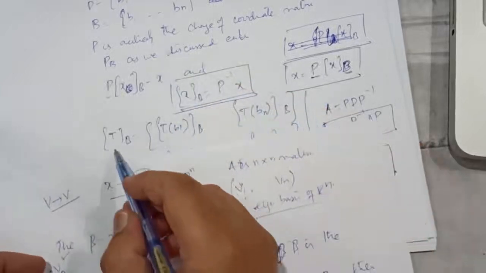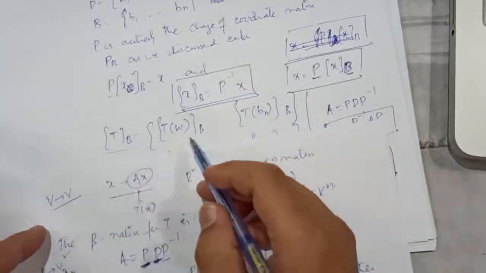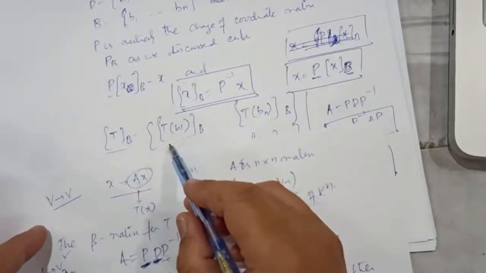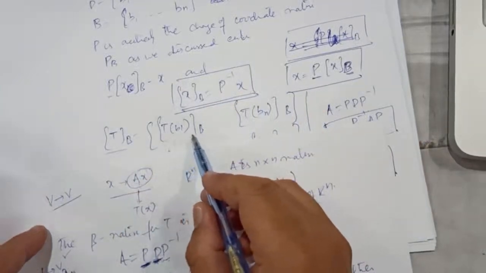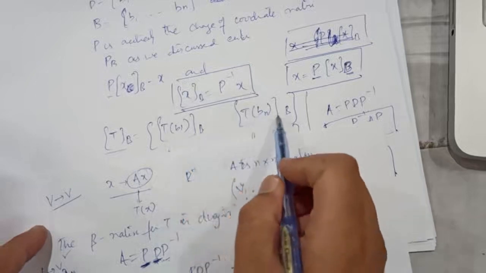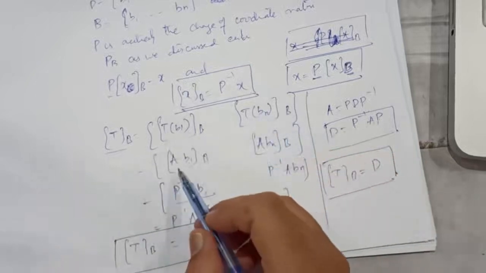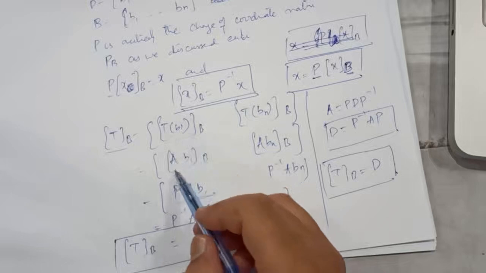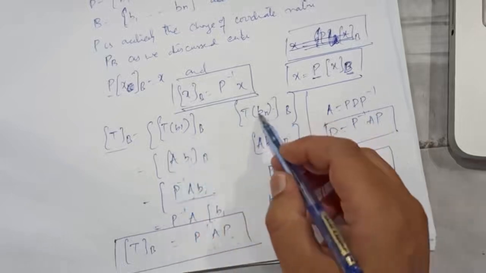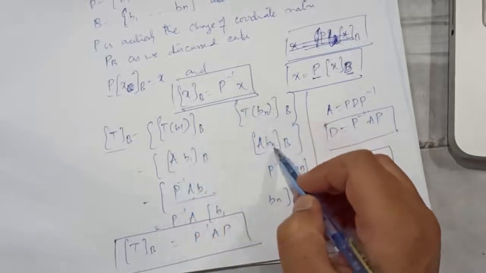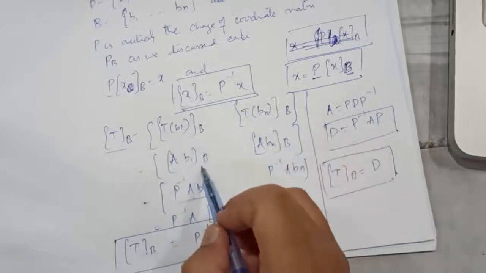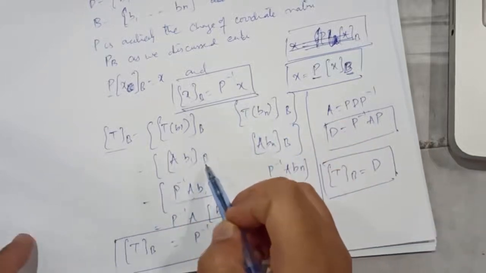So if T of B, as we already know from our general discussion earlier, can be represented as T of B1 in terms of B, up to T of Bn in terms of B, then T of B1 is nothing but A multiplied by B1, and T of Bn is nothing but A multiplied by Bn. Now this has to be written in terms of the basis vector B.